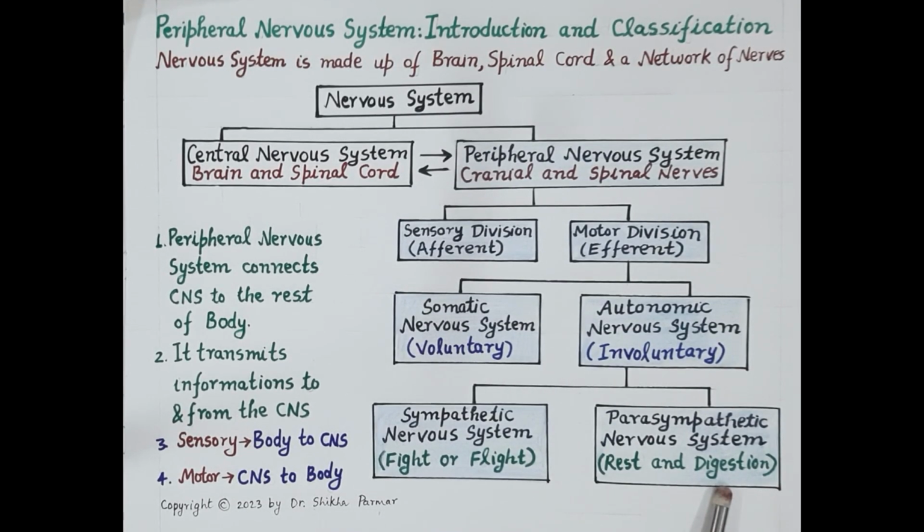Now, sympathetic nervous system and this parasympathetic nervous system, they work together to keep the functioning of our body in balance. So, this is the introduction to and classification of peripheral nervous system.